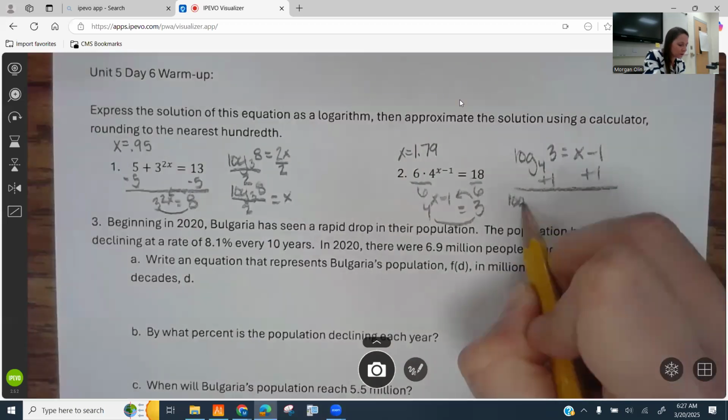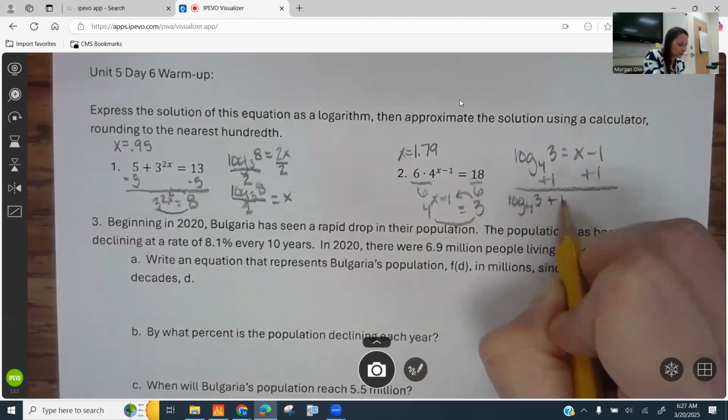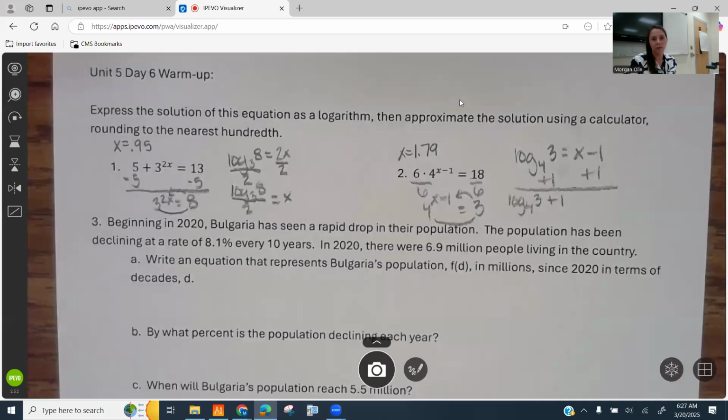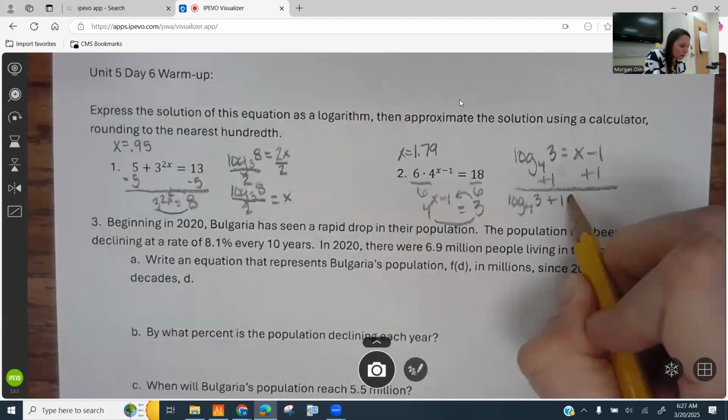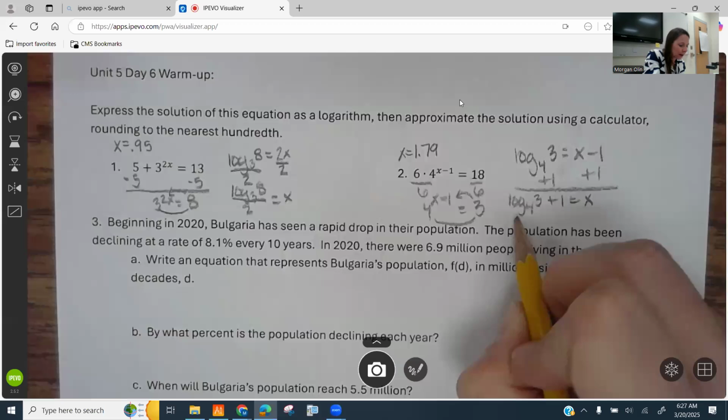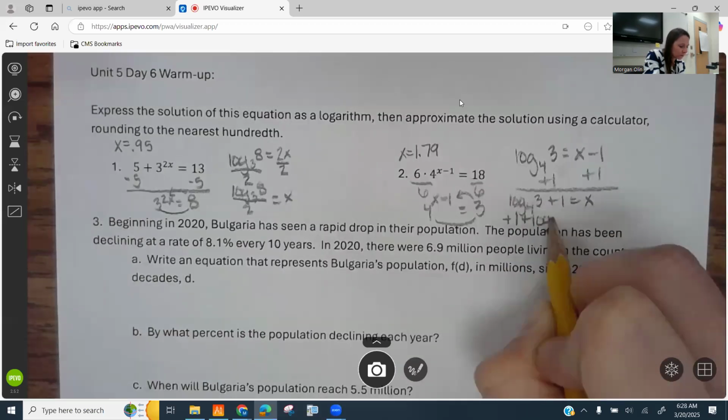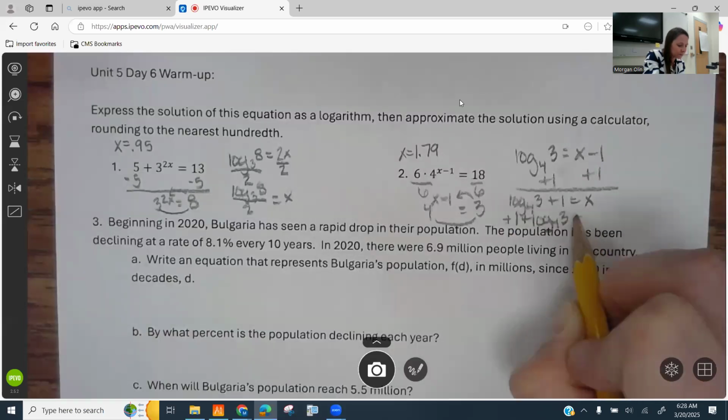You can do log base 4 of 3 and then plus 1. Do not add it to the 3. Or what we can do is add it on the outside. We can say the positive 1 before log base 4 of 3. You don't technically have to put that plus though.